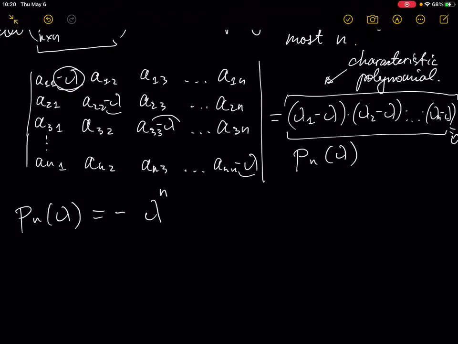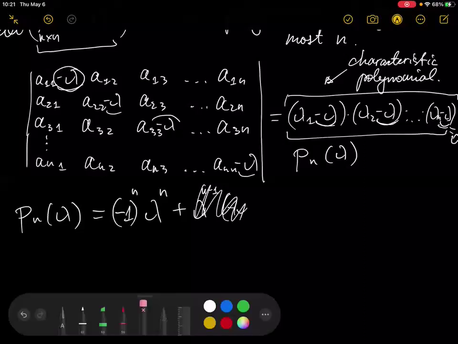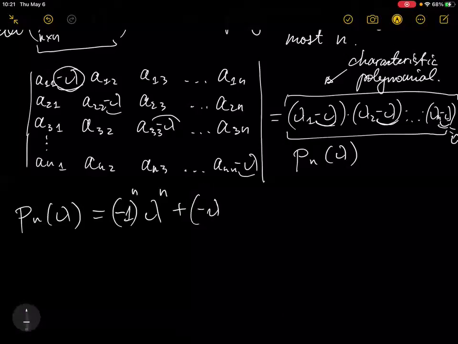When I'm multiplying all the brackets, how do I get lambda to the power n? I need to multiply all these things on each other, n brackets, n times. And then here I will get negative 1 to the power n, right? Plus, how do we get the coefficient at lambda n minus 1? In order to produce lambda n minus 1, I need to multiply n minus 1 times these negative lambdas. Negative lambda to the power n minus 1.